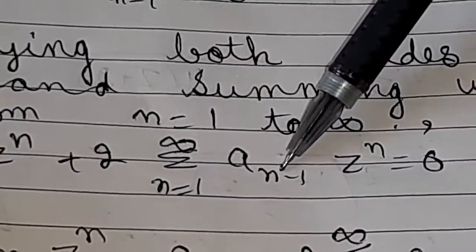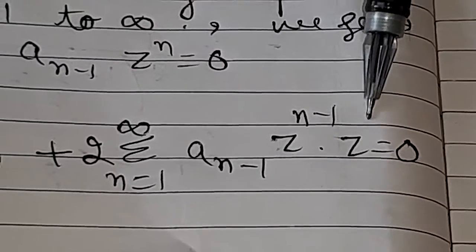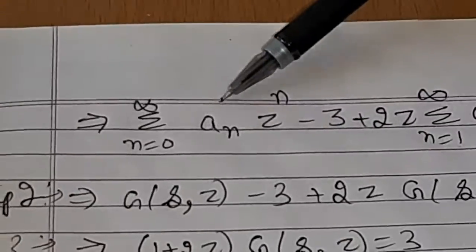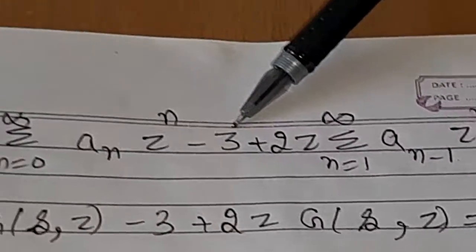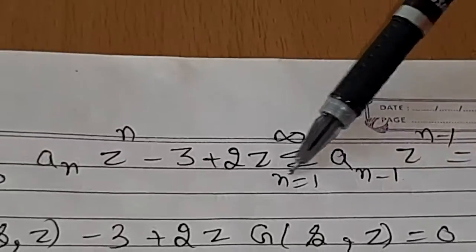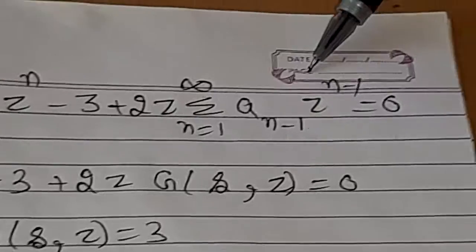Now in the second term, here we have an-1 into z^n, but in the formula of G(z), subscript and superscript must be the same. So z^n can be written as z^(n-1) into z. So it becomes summation n varies from 0 to infinity an z^n, where the value of a0 is given to be 3 in the statement, plus 2 times summation n varies from 1 to infinity an z^(n-1).